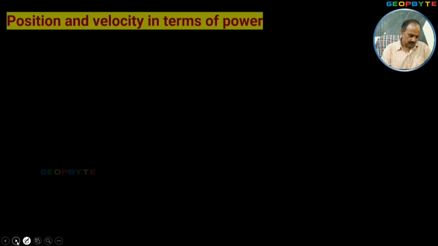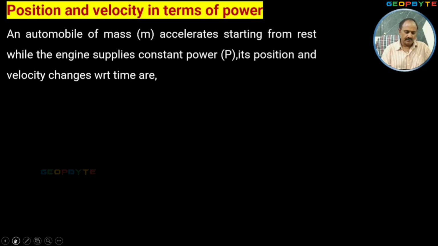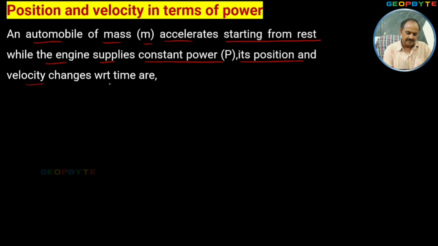Dear students, now let us write the velocity and position of the body in terms of power developed by the system. Okay, for that, look at the important point. An automobile of mass m accelerates starting from rest, while the engine supplies a constant power p. Its position and velocity change with respect to time.